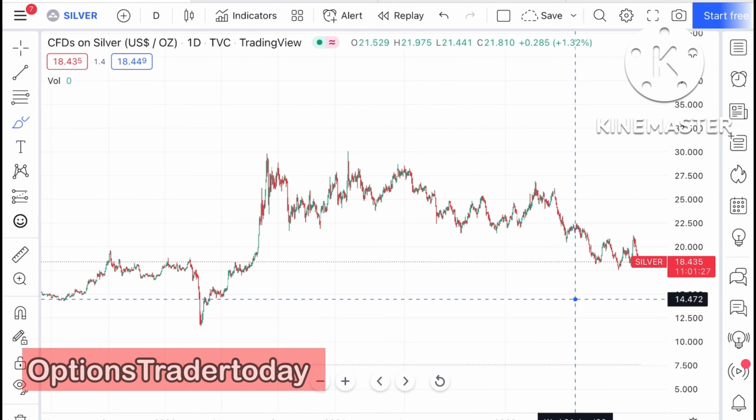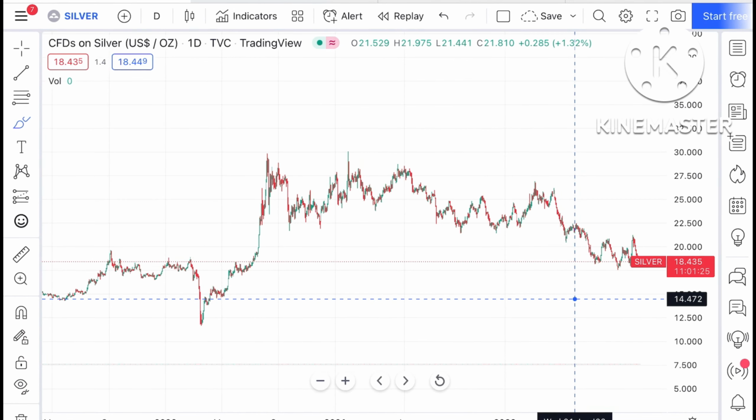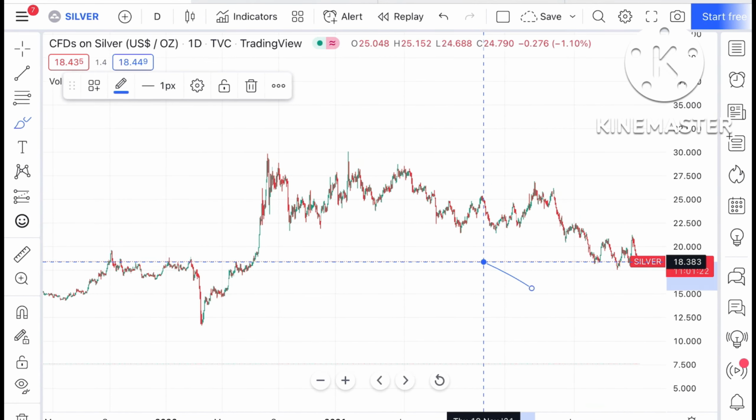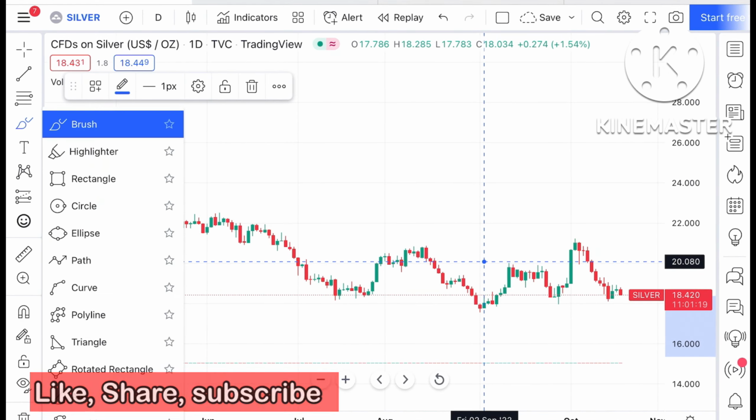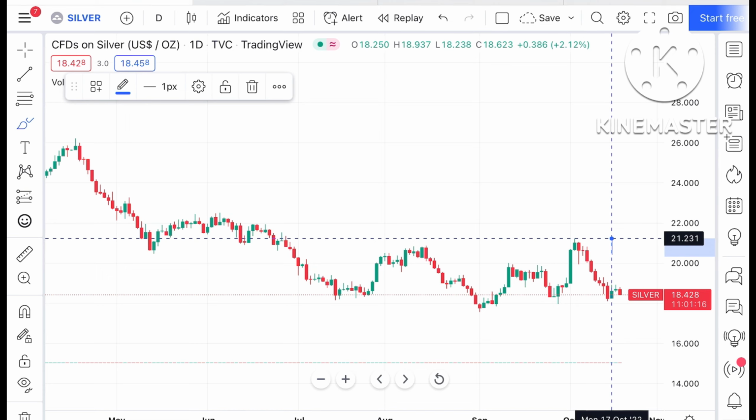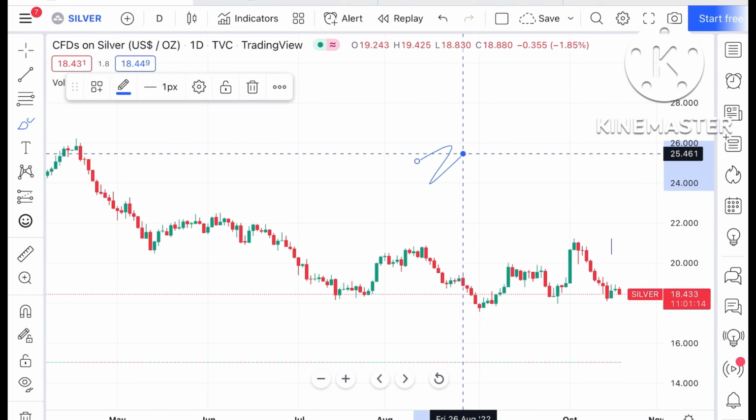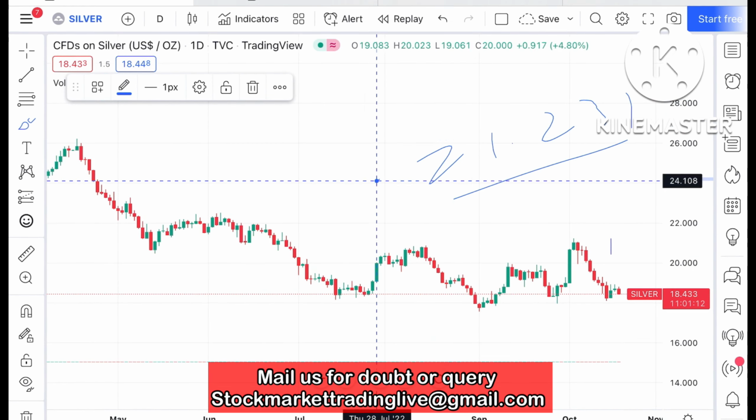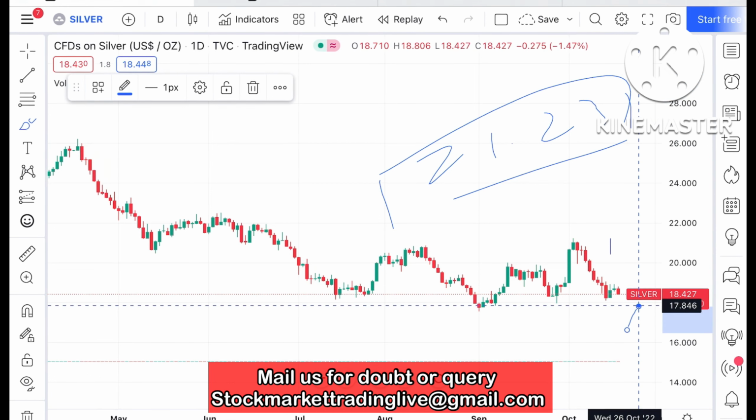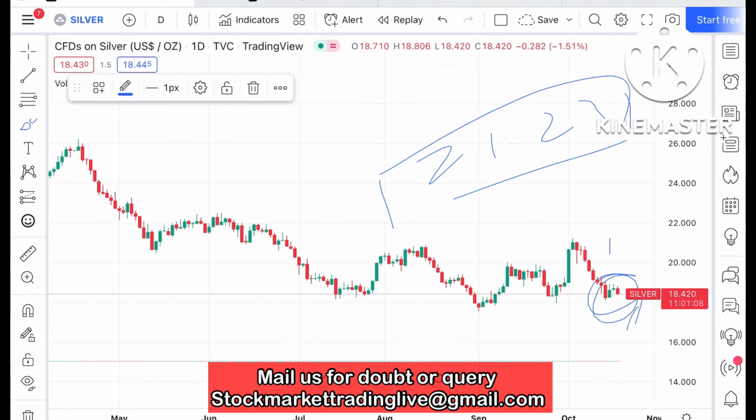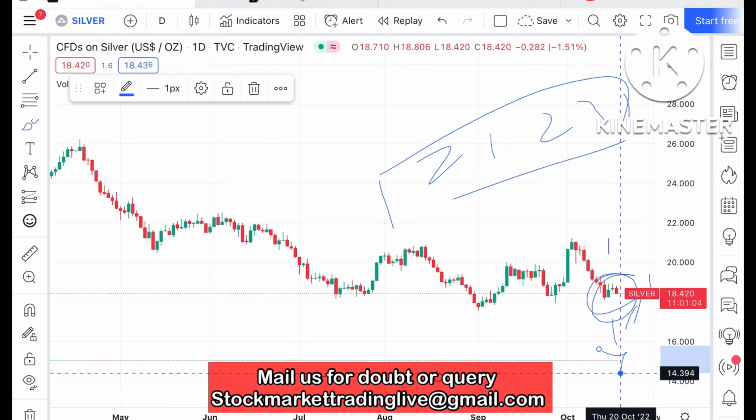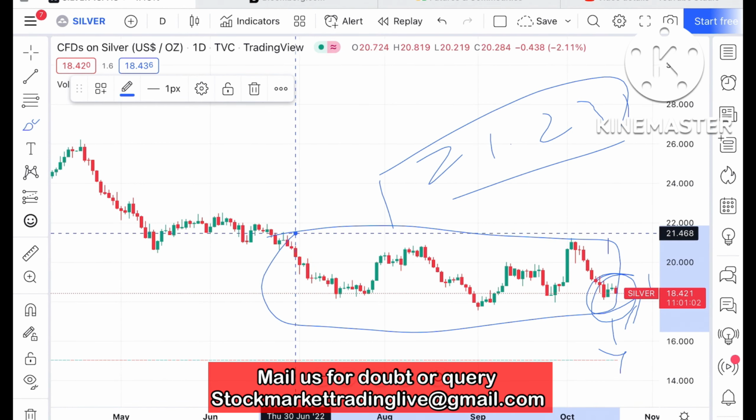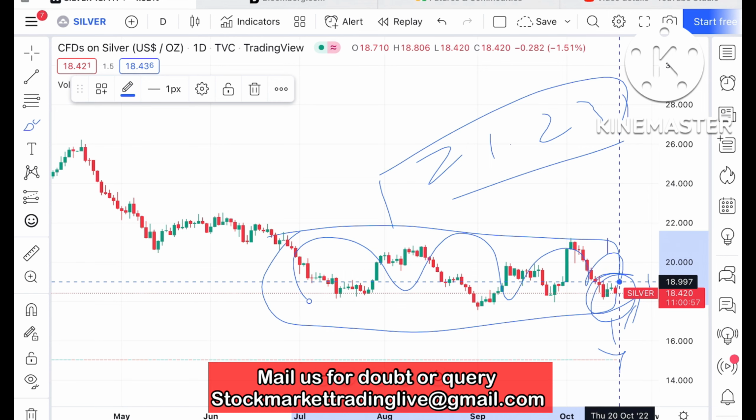As you can see, the silver price is trading at around $18.435. If you look at this particular price, we have seen a continuous downfall after making a high of around $21.231. After that, it was continuously in this particular zone, and once this zone breaks downside, there is a probability that it can move further low, because this is the range where we have seen the silver price for quite some time.